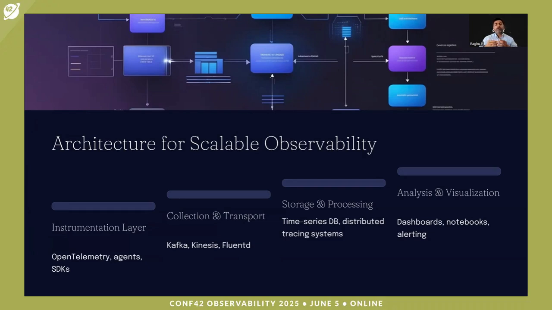The storage and processing layer stores the data in time series databases and distributed tracing systems. Finally, the analysis and visualization layer, as you can see, provides dashboards, notebooks, and alerting to make sense of observability data. Each of these layers plays a critical role in building an end-to-end observability pipeline that can scale to handle growing volumes of data in your systems.